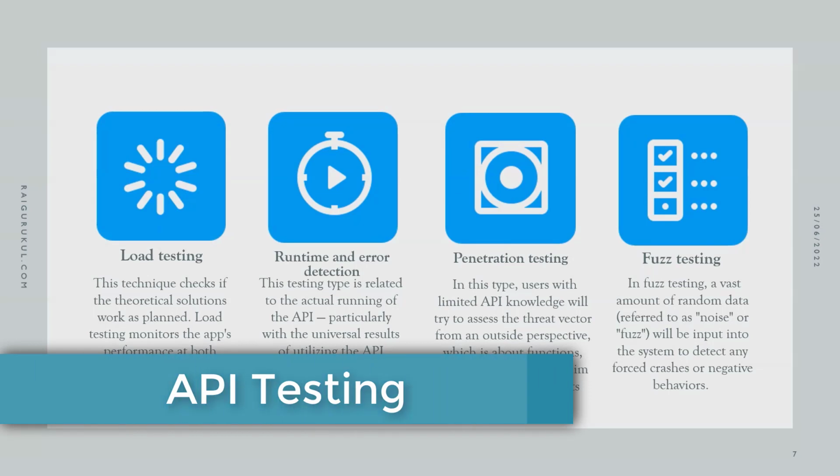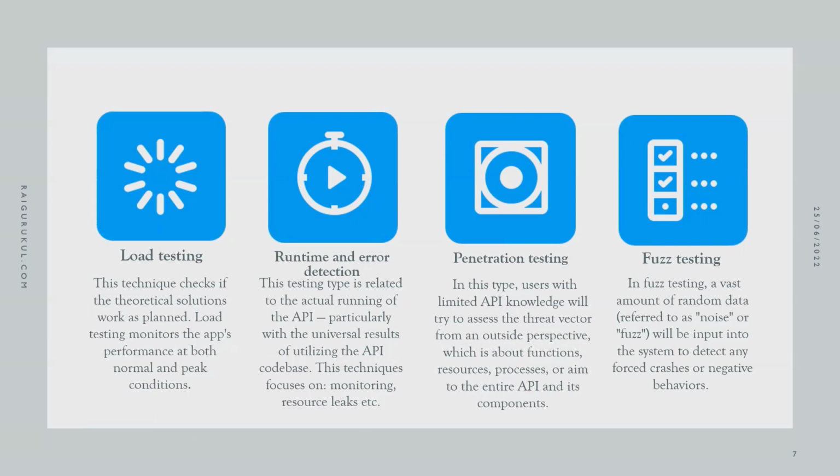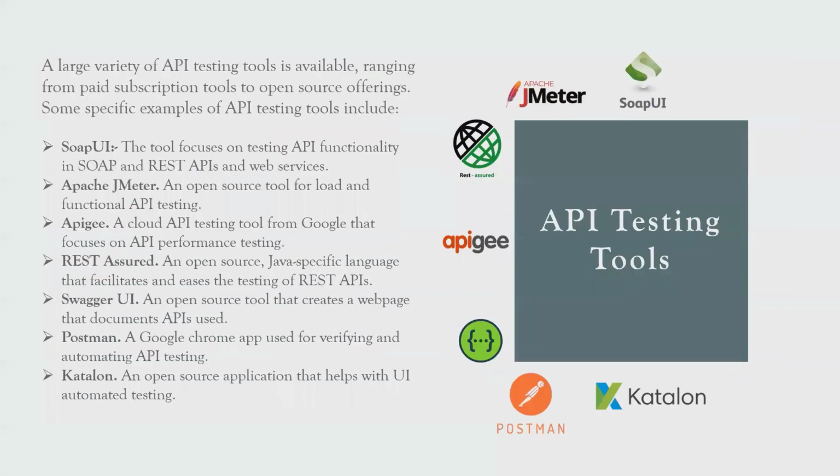Load testing monitors the app's performance at both normal and peak conditions. Next is penetration testing. In this type, a user with limited API knowledge will try to access threat vectors from an outside perspective, which is about function resources, processes, or the entire API and its components. Fuzz testing. In fuzz testing, a vast amount of random data, referred to as noise or fuzz, will be input into the system to detect any forced crashes or negative behaviors.